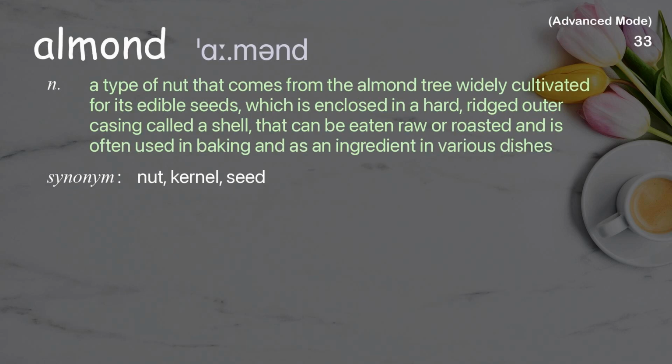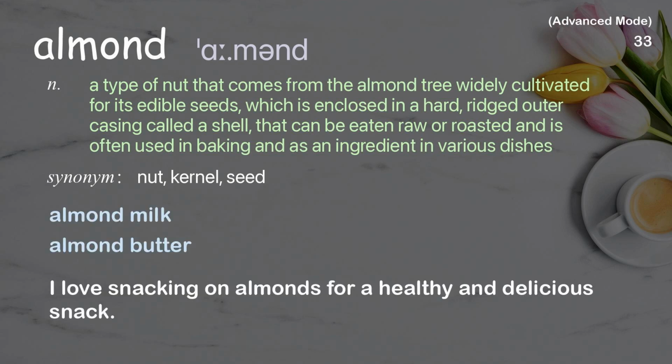Almond. A type of nut that comes from the almond tree, widely cultivated for its edible seeds, which are enclosed in a hard, ridged outer casing called a shell, and can be eaten raw or roasted and are often used in baking and as an ingredient in various dishes. Examples: Almond milk. Almond butter. I love snacking on almonds for a healthy and delicious snack.